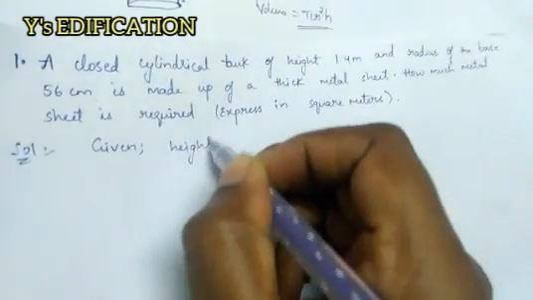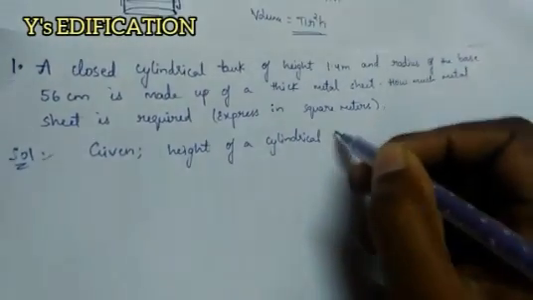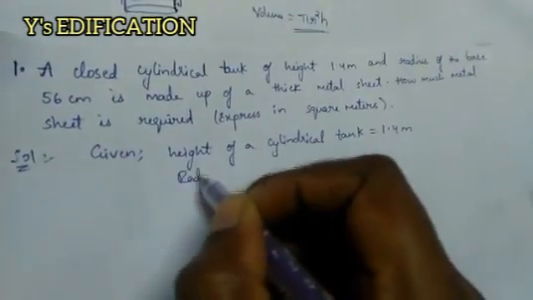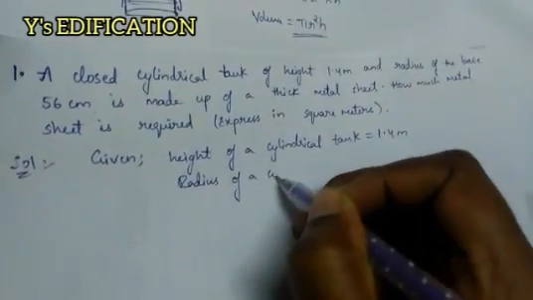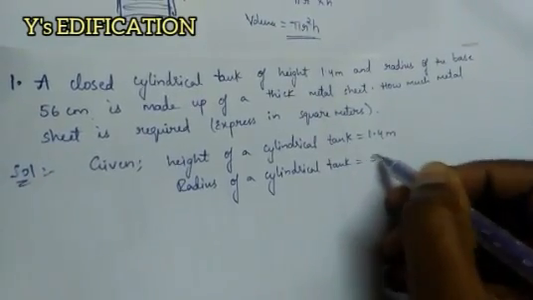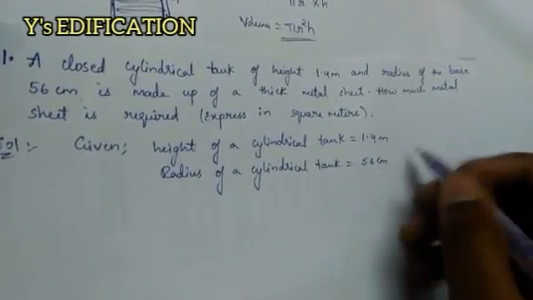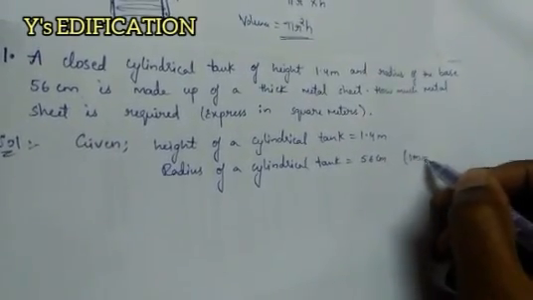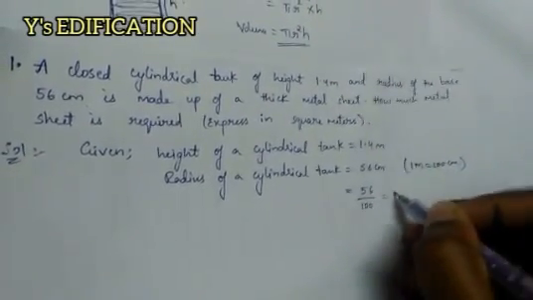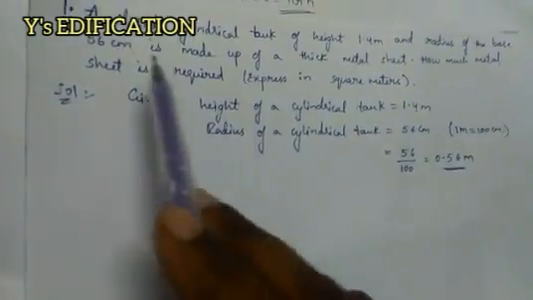Given height of a cylindrical tank is equal to 1.4 meters. Next, radius of a cylindrical tank. So what is the radius here? 56 centimeters. We will convert this 56 centimeters to meters. Here 1 meter is equal to 100 centimeters. That means 56 by 100, 0.56 meters. So we converted this centimeter to meters.